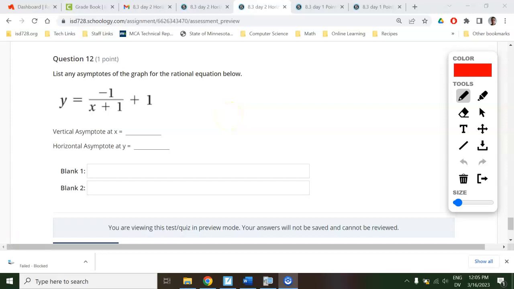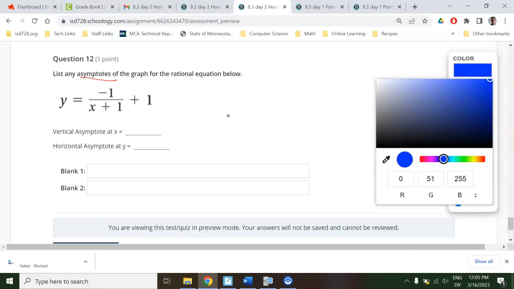All right, hello. This is 8.3 day 2, homework number 12. We got to find the asymptotes of the graph. What's tricky is there's two styles of graphs in this chapter, and this one is basically the ninja star. And the reason I know that is the base ninja star graph is just 1 over x.